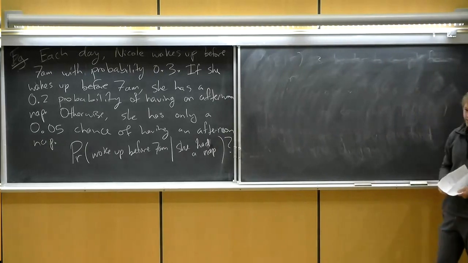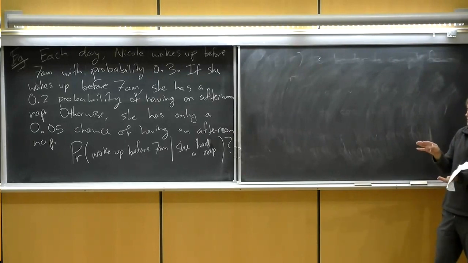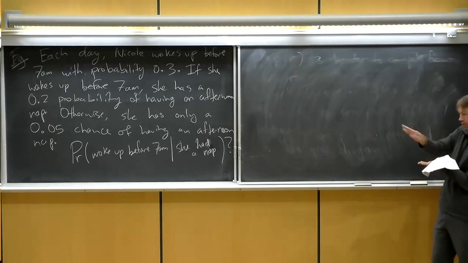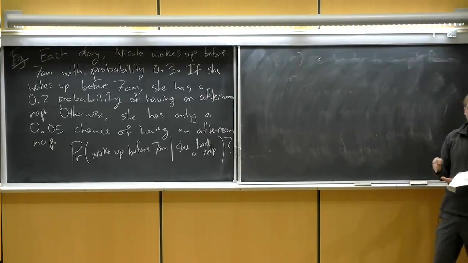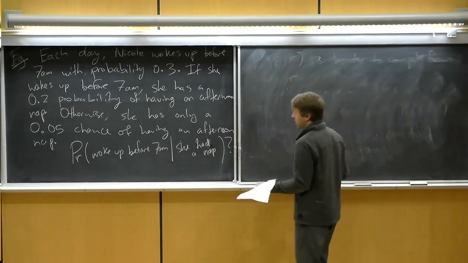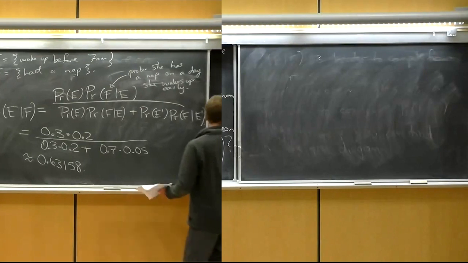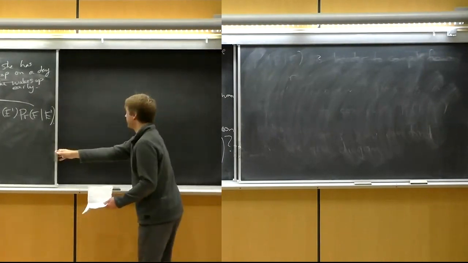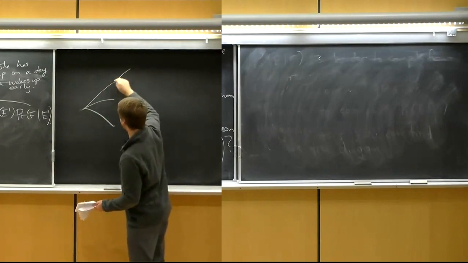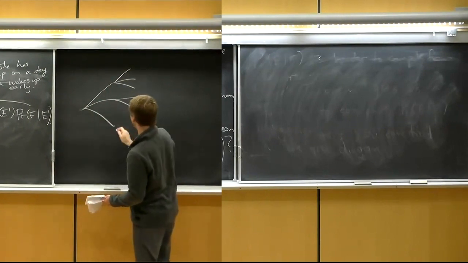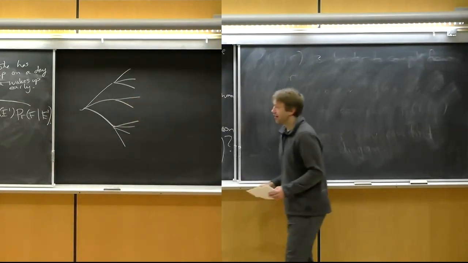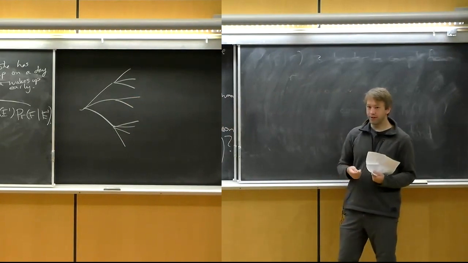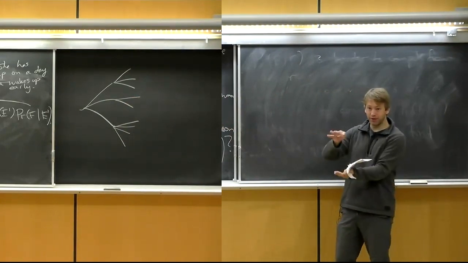So one thing to notice about these examples is we were always dealing with binary events. There's only two possibilities. She either woke up early or didn't, and then nap or didn't, right? But remember our tree diagrams, we could have more complicated tree diagrams, where at every stage there could be multiple different outcomes. So there is a Bayes theorem that works in cases where you have multiple different outcomes.